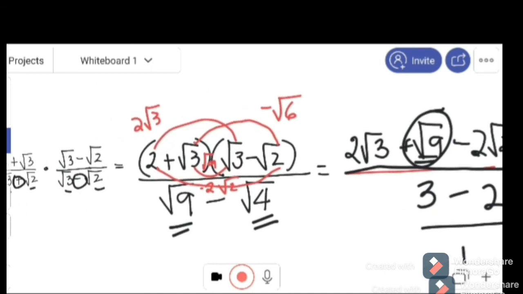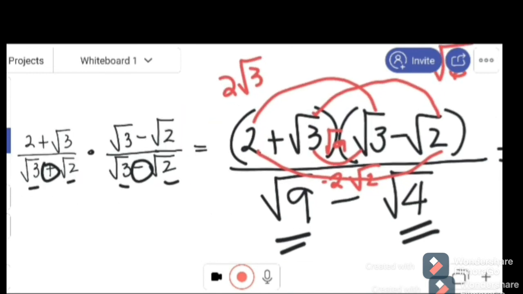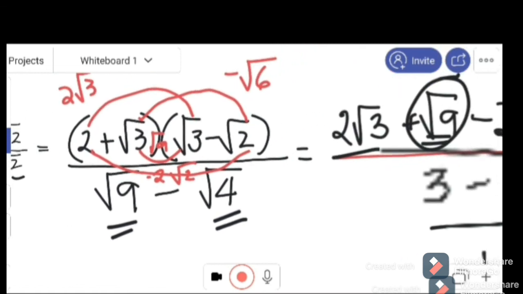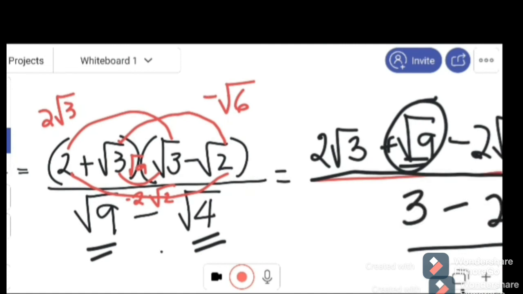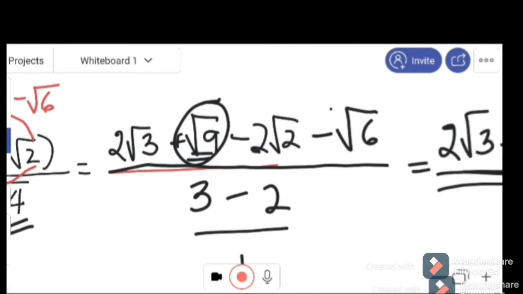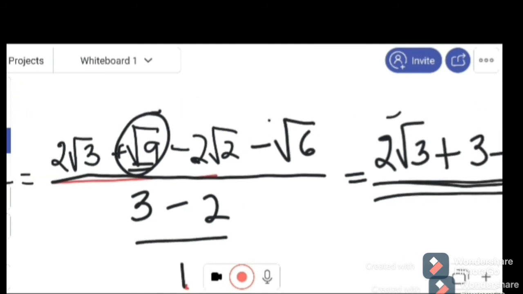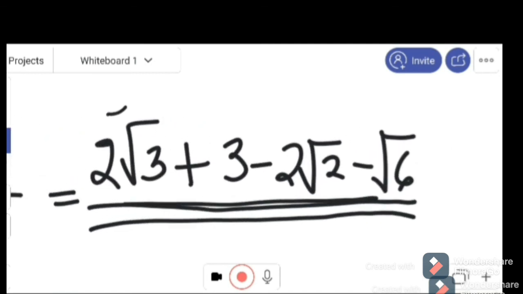Let's have the steps to simplify. Step 1, we are going to get the conjugate. Step 2, we multiply these two using the FOIL method. We are going to simplify. After we simplify the denominator, we will also simplify the numerator if there are numbers that can be simplified. And then the final answer is this.